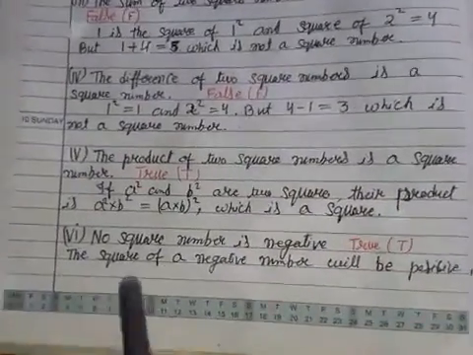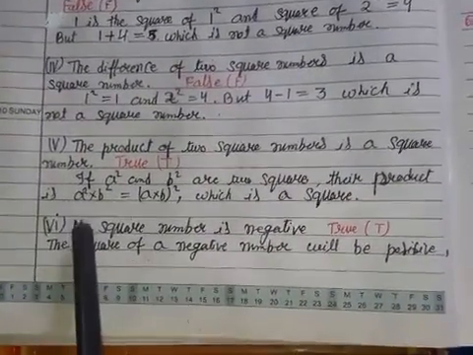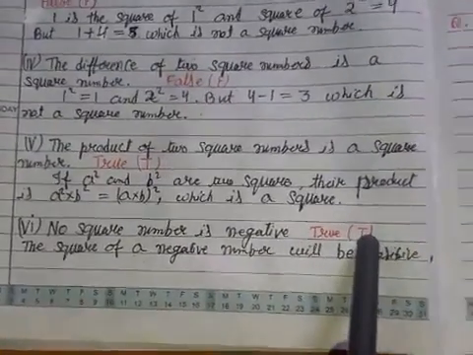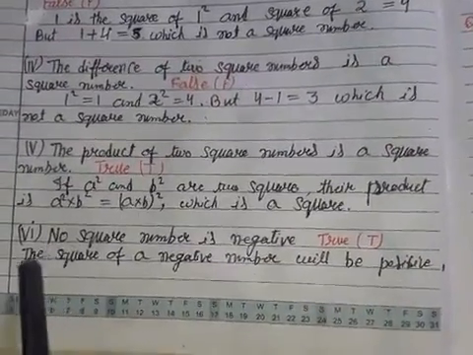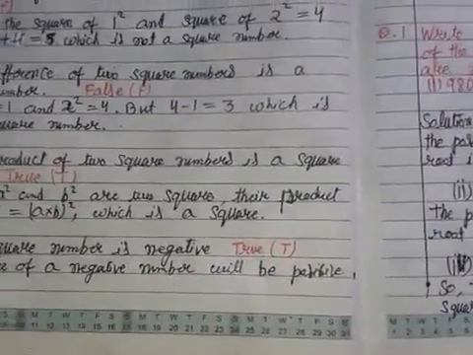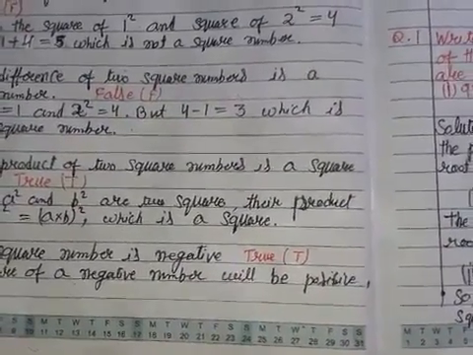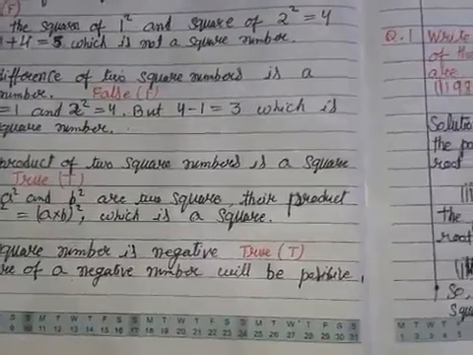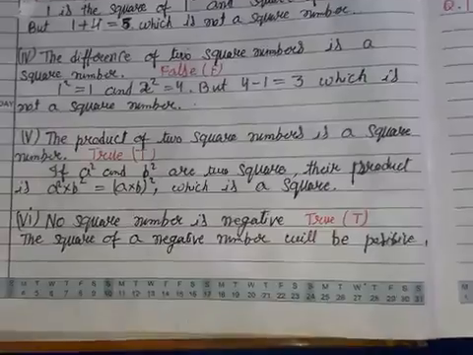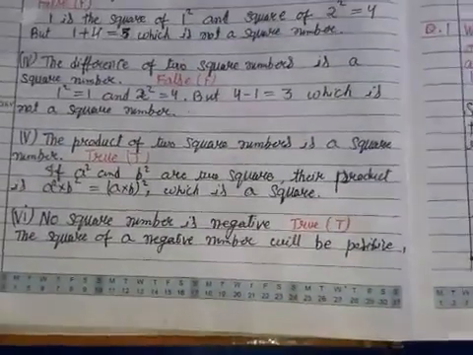Now the sixth question: no square number is negative. It is true, because the square of a negative number will be positive. We know the square of 2 is 4 and the square of minus 2 is also 4. So in squares there are no negative numbers.